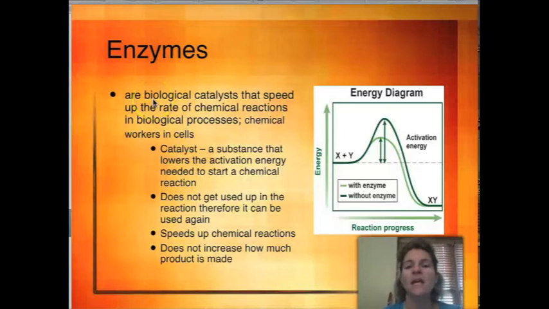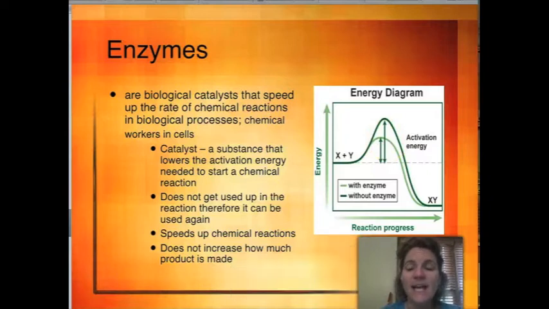All right, enzymes. Enzymes are really important when we talk about biological processes, because enzymes ensure that biological processes occur. Almost every chemical reaction occurring in your body requires some kind of enzyme. Very simply, enzymes are biological catalysts that speed up the rate of a chemical reaction, and they are basically the chemical workers in the cell. If you remember, a catalyst is a substance that lowers the amount of activation energy needed to start a chemical reaction. If you look at the energy diagram, with the addition of an enzyme, notice we need almost half the amount of activation energy.